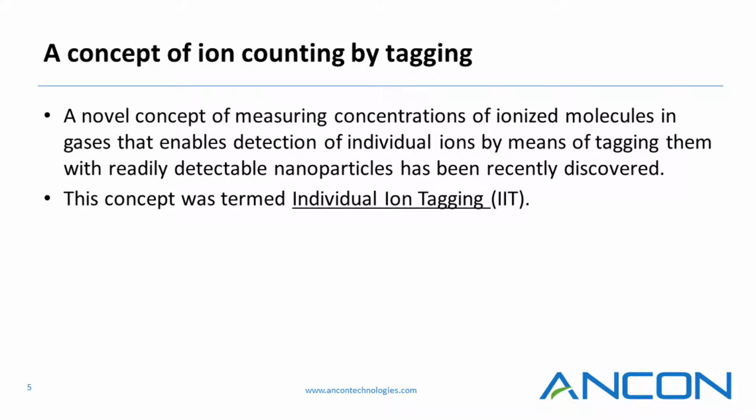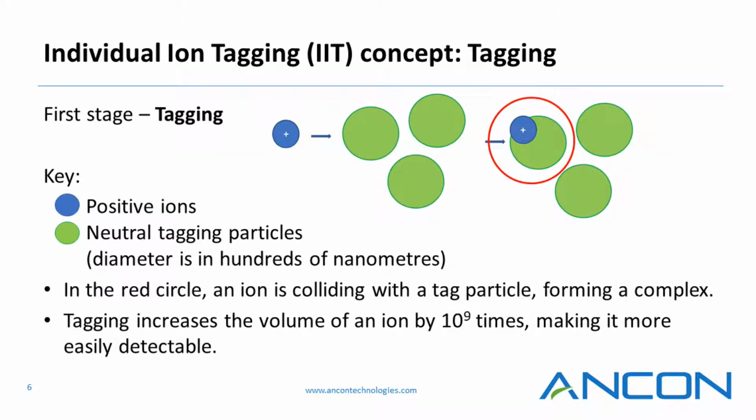A novel concept of measuring concentration of ionized molecules in gases has been recently discovered, providing a breakthrough in sensitivity. This concept enables detection of individual ions at atmospheric pressure by tagging with readily detectable nanoparticles, thereby enlarging their size. This concept was termed individual ion tagging, or IIT. Here, we would like to explain the concept of IIT.